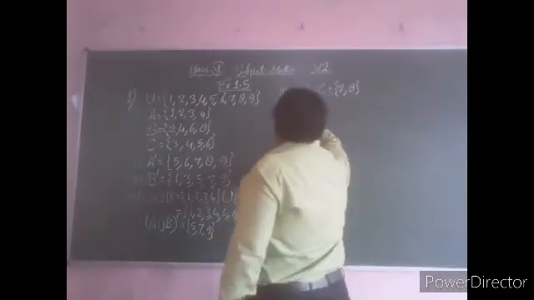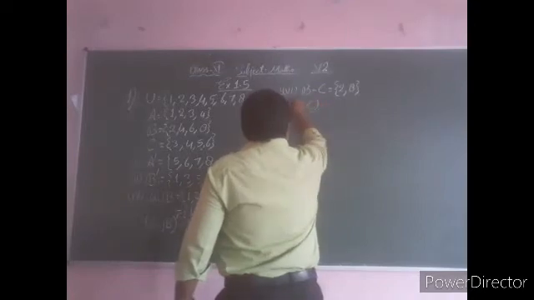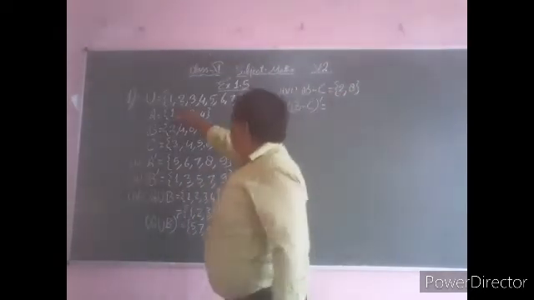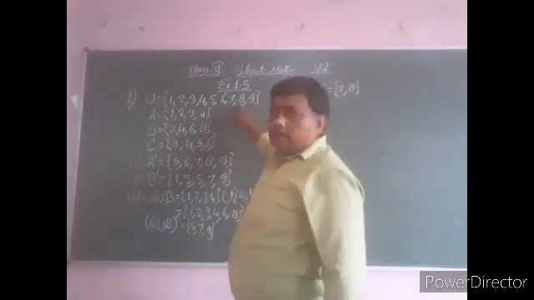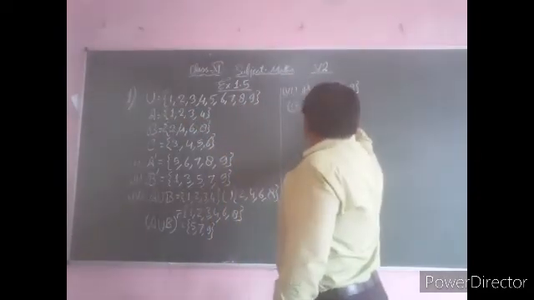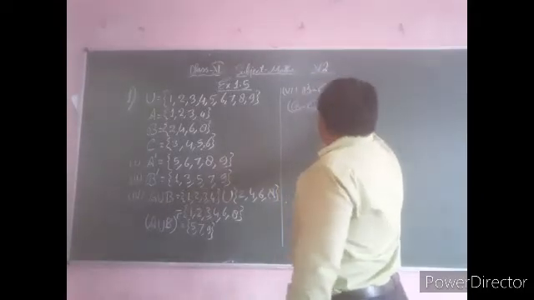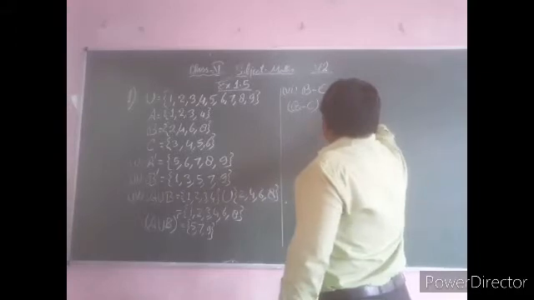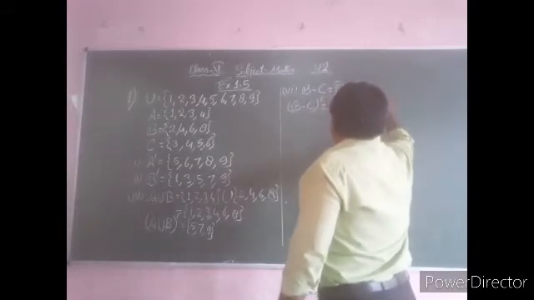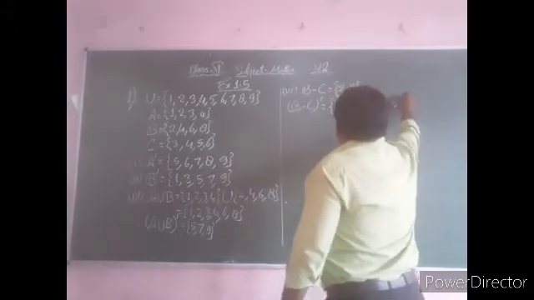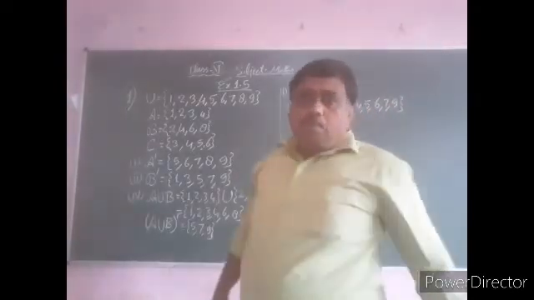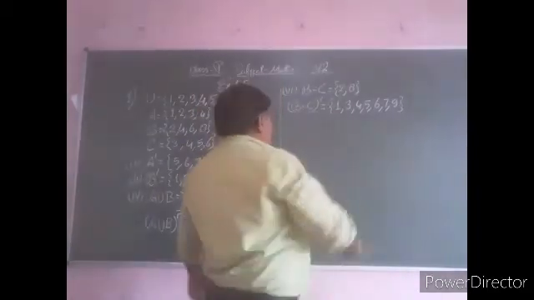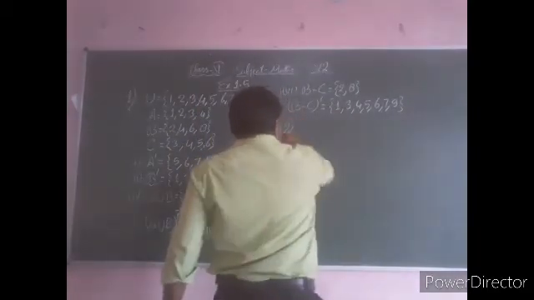Now B minus C complement. So 2, 8. Here 2, 8 is common. Remove them. So it will be 1, 3, 4, 5, 6, 7, 9. This is B minus C complement. Now question number 2.